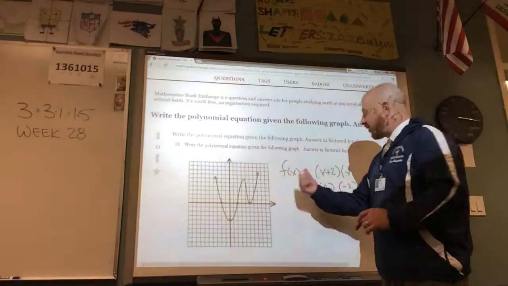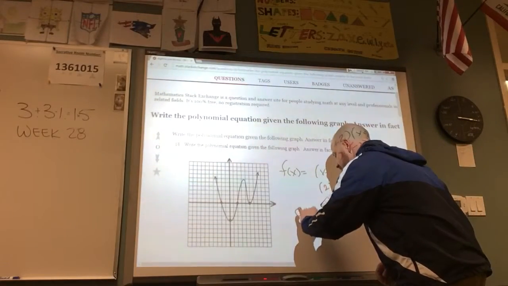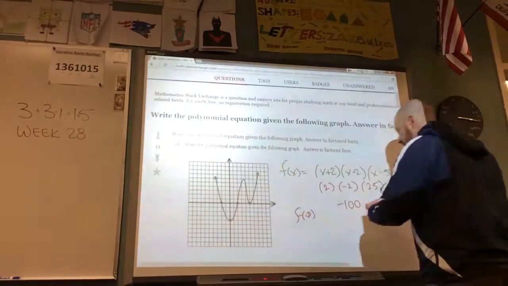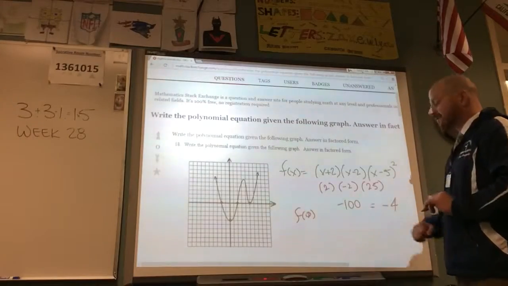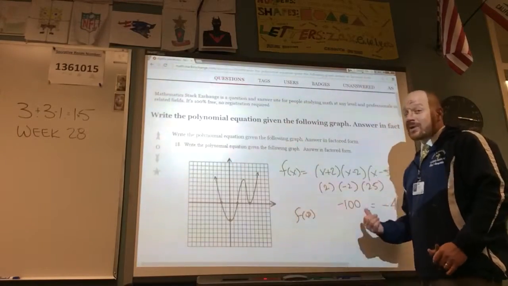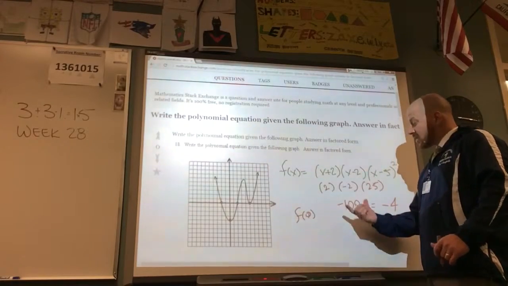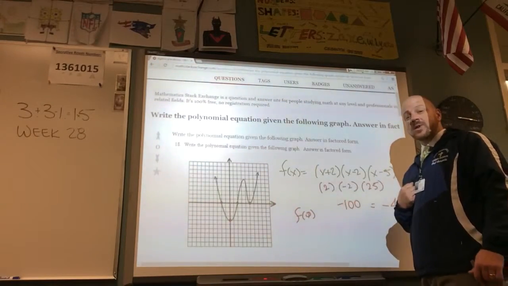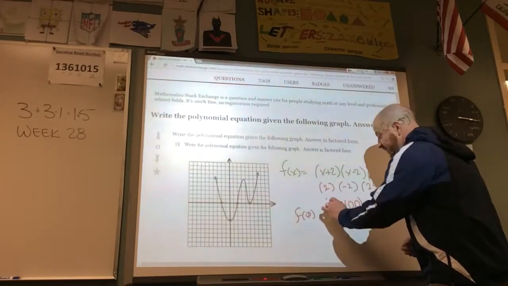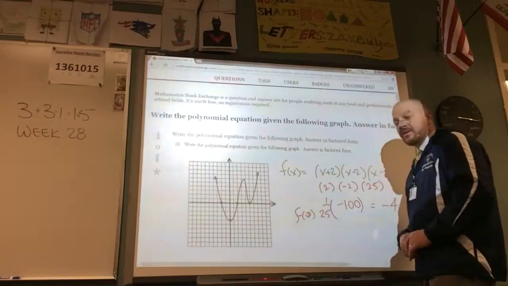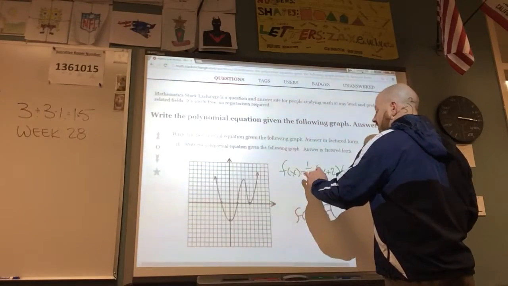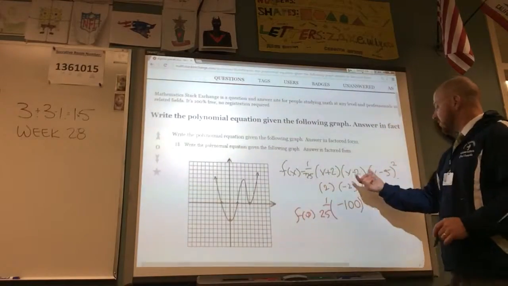But I know that when I plug in 0, I should be getting out this -4 number. And right now I'm at -100. So now I can figure out what coefficient I need to put in front of my polynomial. And it's whatever I need to get to this -4. So -100 divided by 25 is -4. So that means that I must have a coefficient in front of this of 1/25. So the only thing that I'm missing here now is my 1/25, x plus 2, x minus 2, x minus 5 squared.